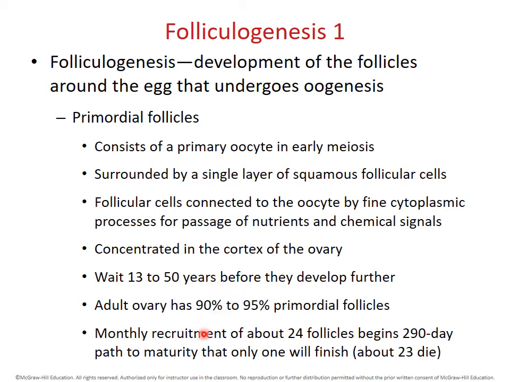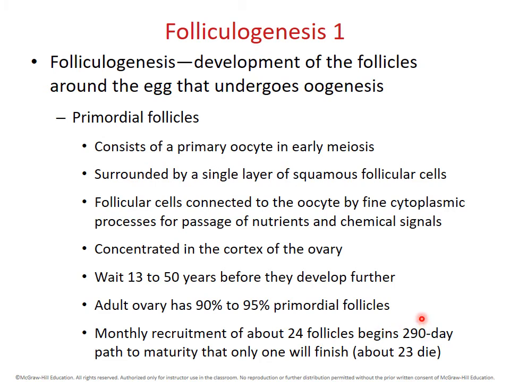As we said, there's a monthly recruitment. Every 28 days we recruit about 24 follicles to begin their development. But, and here's the twist, to make it from a primordial follicle all the way to a vesicular follicle, as I hinted at earlier, doesn't take just 28 days. It takes 290 days to go from primordial follicle to mature vesicular follicle. 290 days is just under 10 months. So it's really quite a long cycle to go from primordial follicle to Graafian follicle.